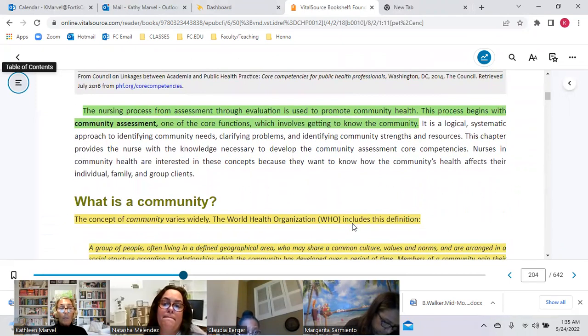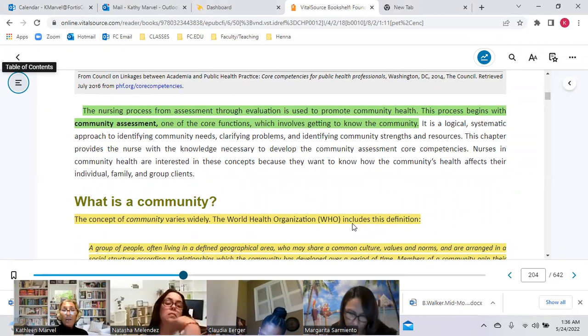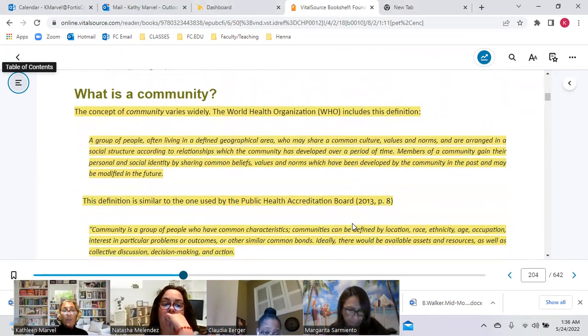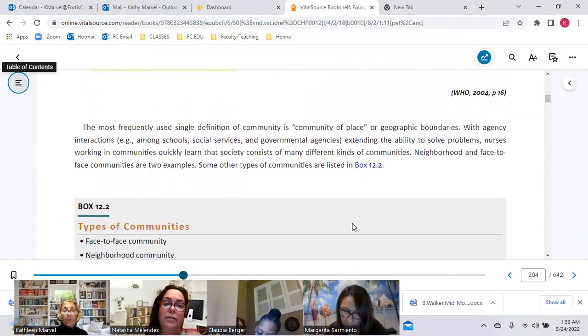So again, with your ADPIE, the nursing process from assessment all the way through evaluation is also used to promote community health. The A in ADPIE is assessment, and in this chapter we're talking about a community assessment. Community assessment is actually one of the 3 core functions of public health, which involves getting to know your community. There's a definition of community; you can have a look at that.